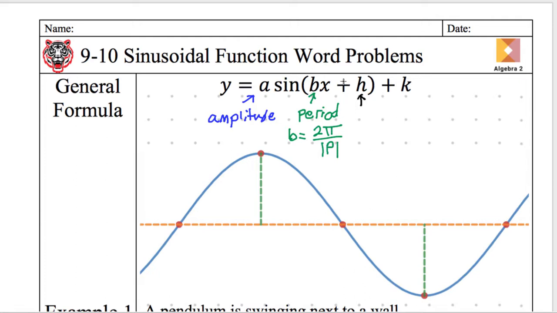H. What does H do? Nothing. Well, I'm just kidding. It moves, whether it's going to be on the right or the left. It moves, we'll just say an arrow. It does a horizontal shift. And what does K do? The midline. K is the midline. Or if you want to be fancy, you could say it moves your function up or down. It is the vertical shift. This is the horizontal shift, the H.